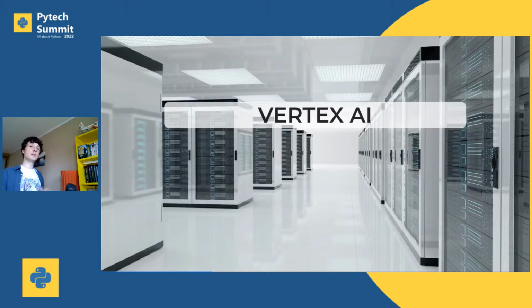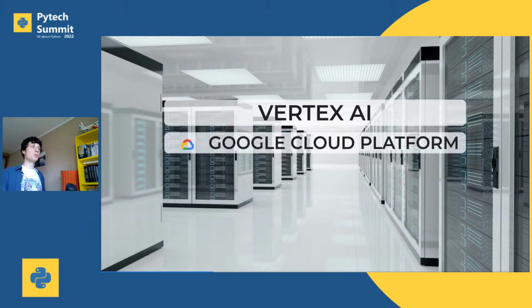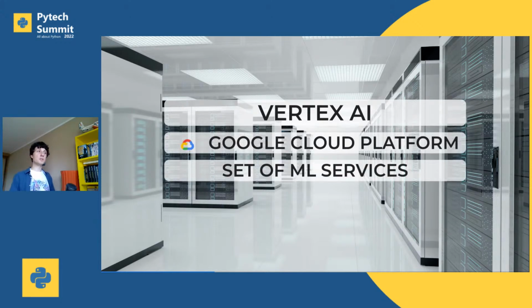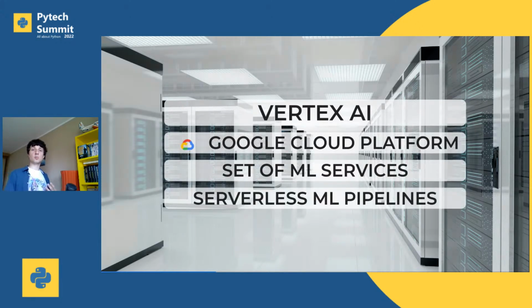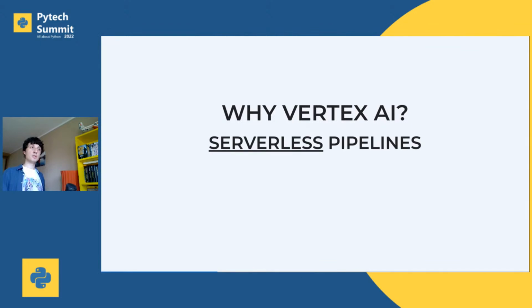We want to deploy this pipeline to Vertex AI, which is part of the Google Cloud Platform. It's a set of machine learning services, out of which the one that we are interested in is serverless machine learning pipelines. Why do we want to deploy to Vertex? Because of the serverless pipelines.